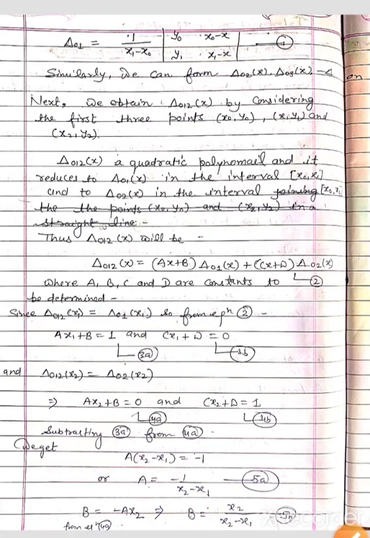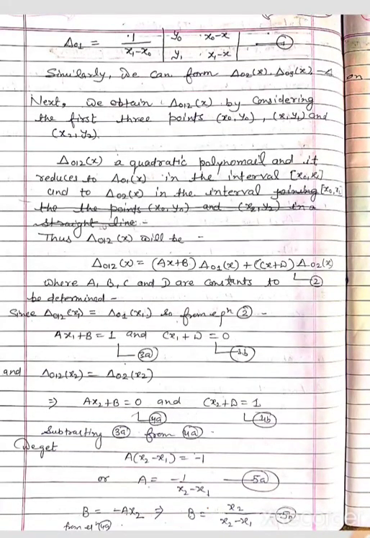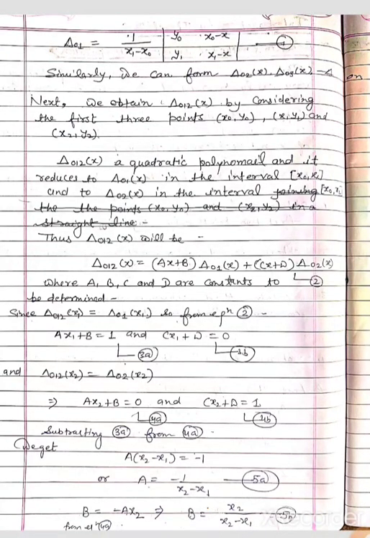Here capital A, capital B, capital C and capital D are the constants which we have to determine by putting the conditions. So taking the condition first, delta 0 1 2 at the value of x equal to x1 is converted into delta 0 1 x1. So we substitute this condition in equation 2. We obtain the relation a x1 plus b equals 1 and c x1 plus d equals 0.